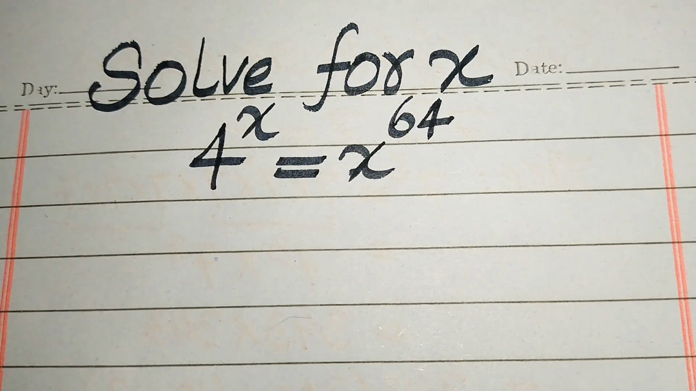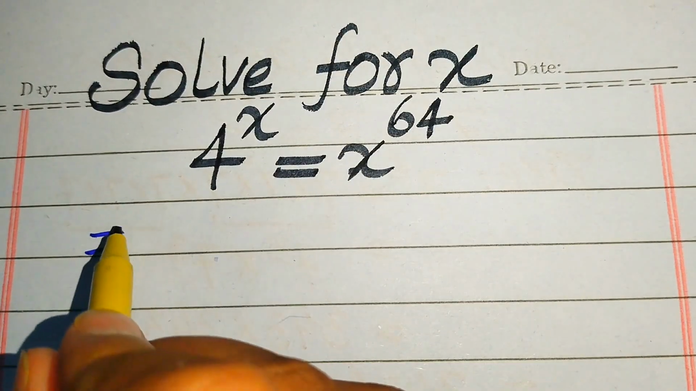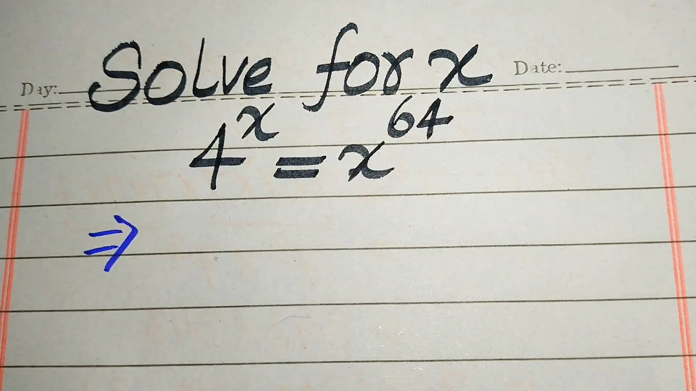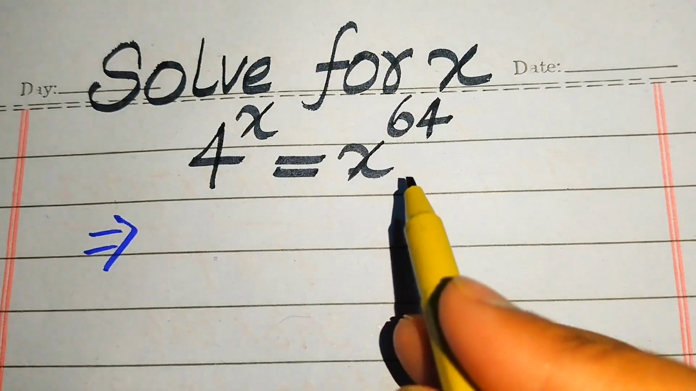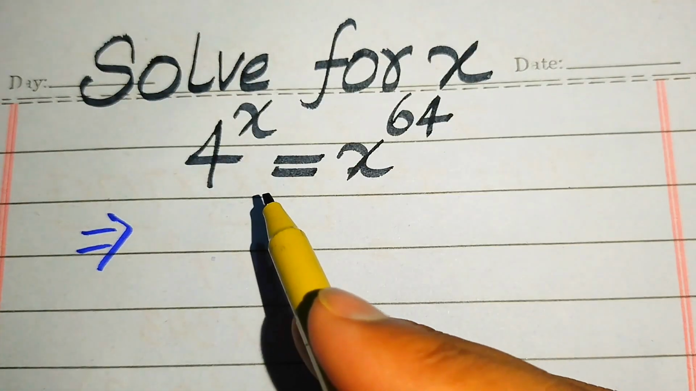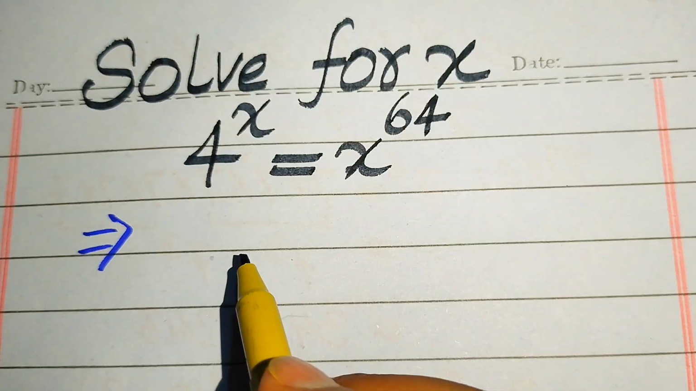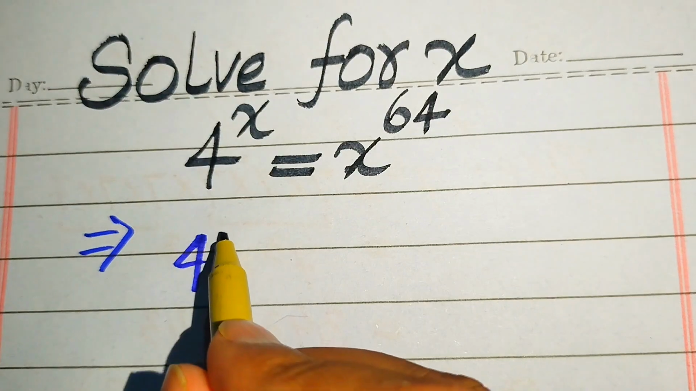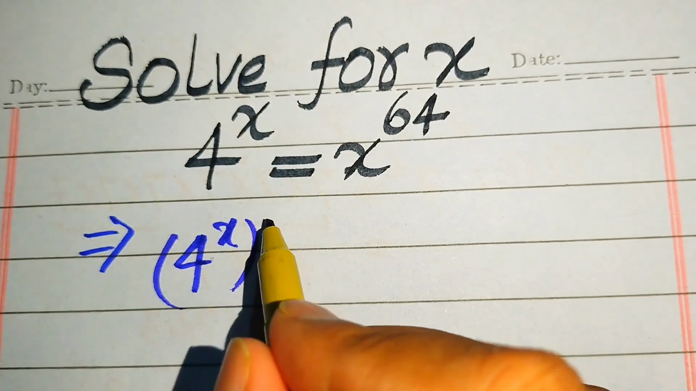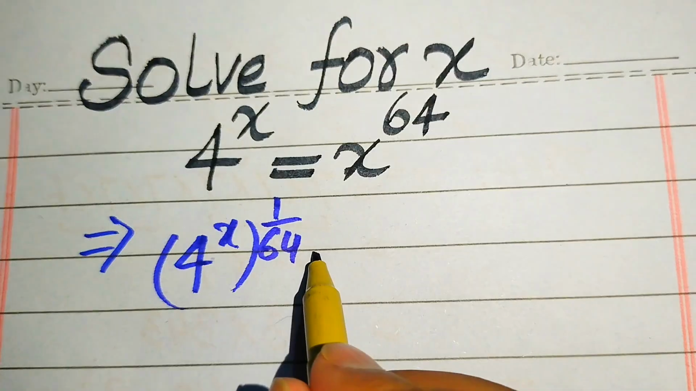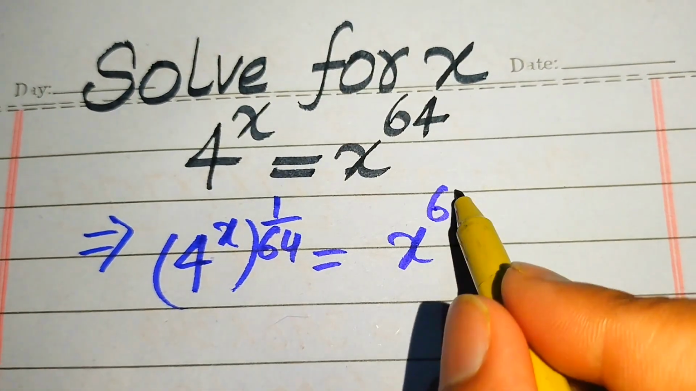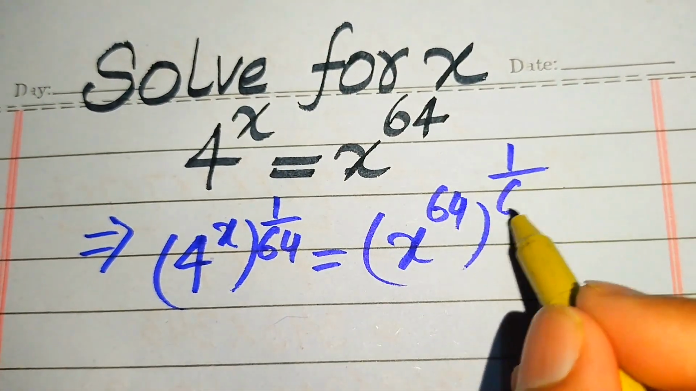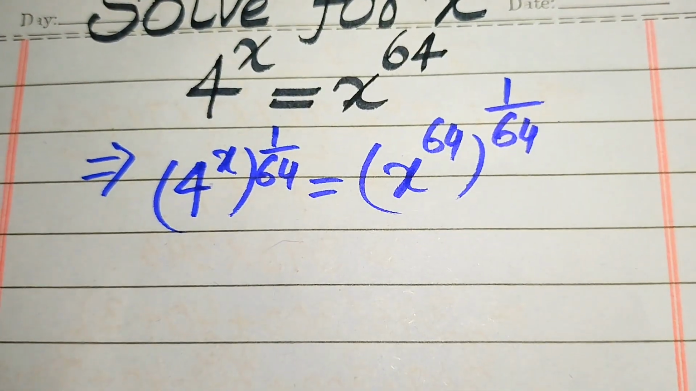And now we move towards the solution of this problem with this method. The first target is to move the constant terms to the left hand side, and the variable terms to the right hand side. For this, first we move 64 to the left hand side, so we take the 64th root on both sides. When we apply the 64th root, it is written as 4 to the power of x, whole exponent 1 over 64, is equal to x to the power of 64, whole exponent 1 over 64.